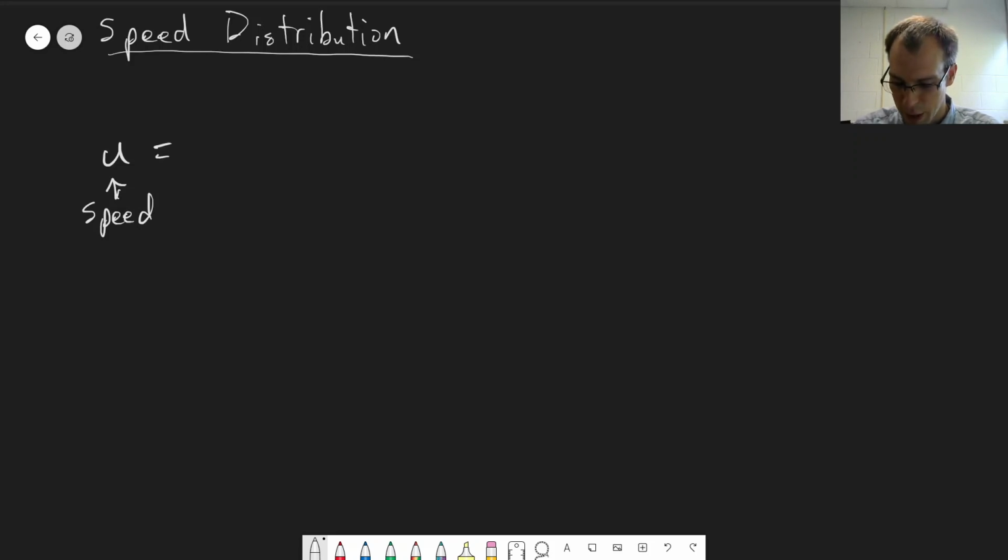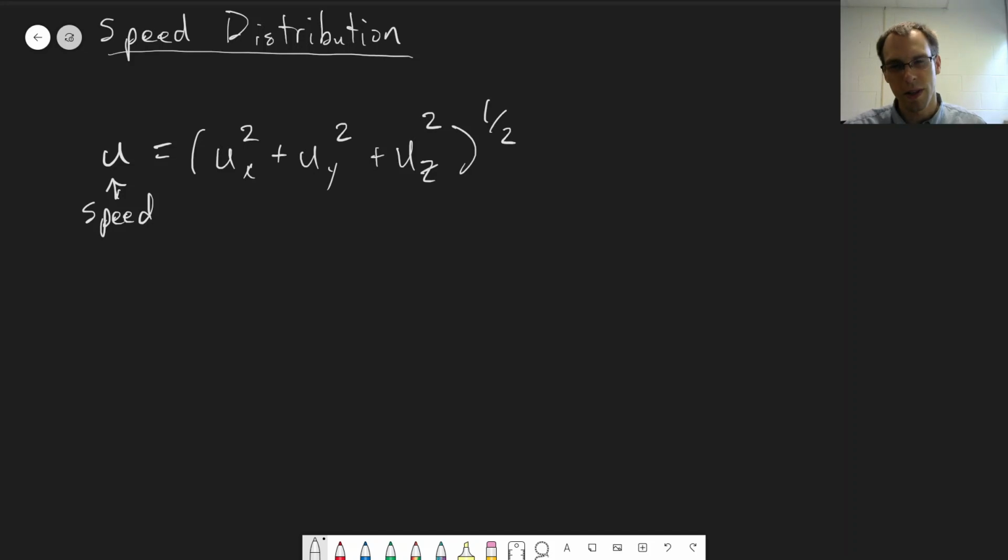To take a magnitude, we add up together all the squares of the different components, the x, y, and z components, and then take the square root. Essentially, this is like a Pythagorean theorem type deal. And so we can derive the speed distribution from the individual velocity distributions based on this relationship here. That derivation is in your book. It's not that complicated. One thing we have to do is switch to spherical coordinates. But we're just going to look at the final result.